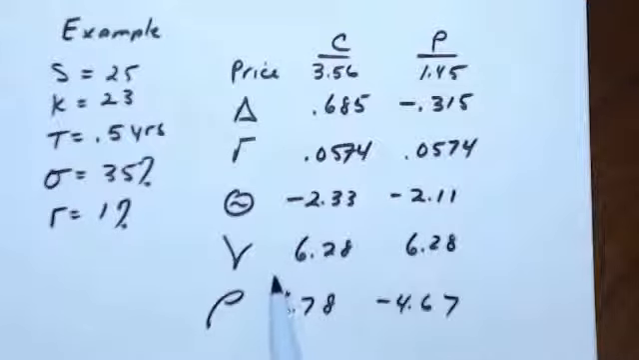Vega measures the change in volatility and how that affects option prices, and notice that it's equal for both calls and puts. And then Rho covers how the value of the option changes with respect to a change in interest rates, and it's positive for a call, negative for a put.